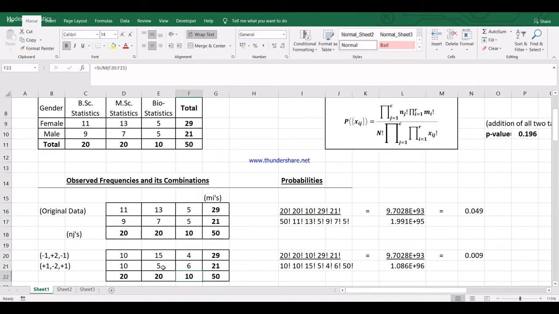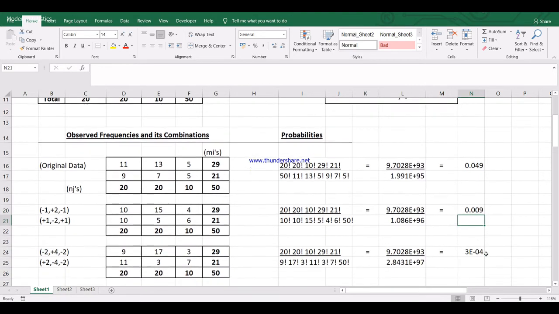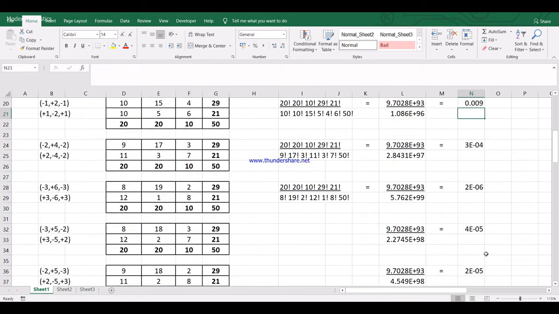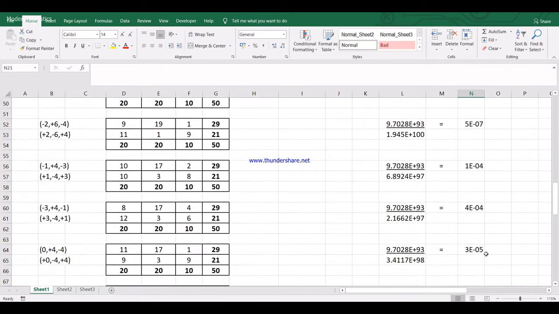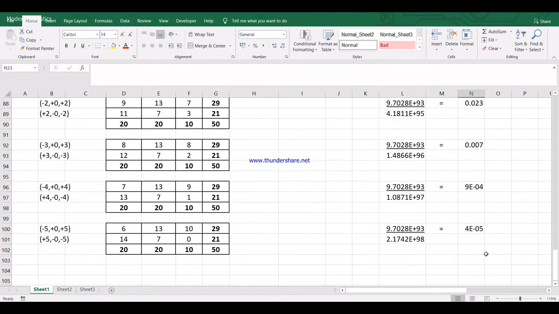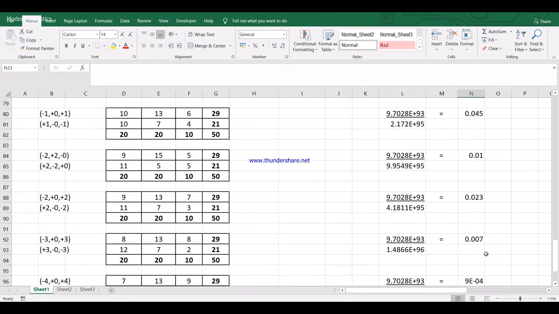So as you can see, I have made a combination in such a way that my marginal totals have remained the same. After putting all these values into the hypergeometric probability, I will get this estimate here, that is 0.009. Similarly, I have made all such combinations, as you can see. I was able to make 17 such combinations.